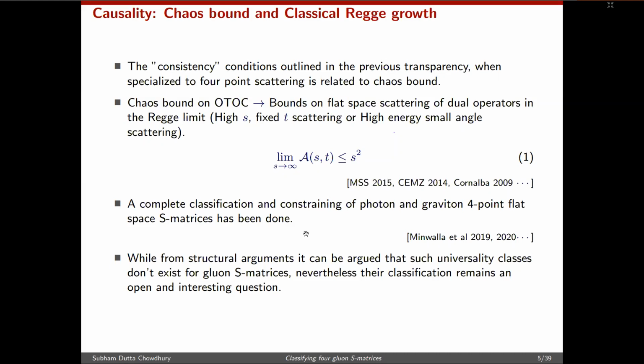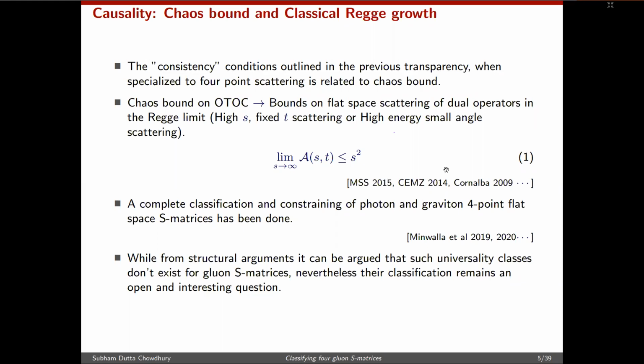I think you will find some discussions like that in CEMZ. The line of reasoning is very convoluted actually. What Camanho, Edelstein, Maldacena, Zhiboedov showed, working at the level of the 3-point function, is that unless you have these gravitational terms, say R squared and R cubed terms, suppressed parametrically, you will violate causality.